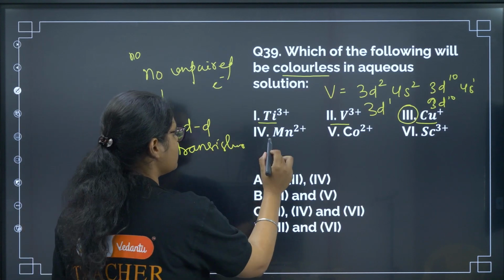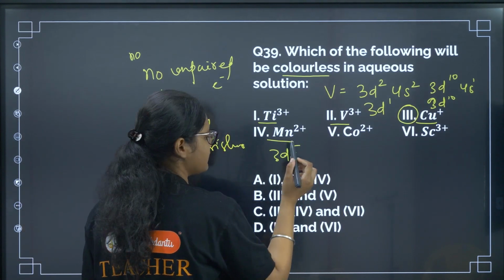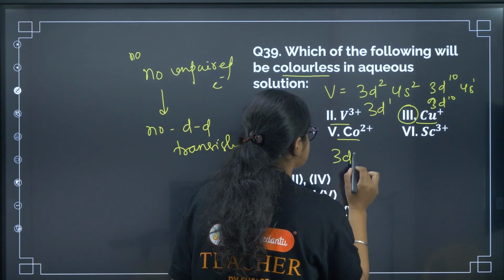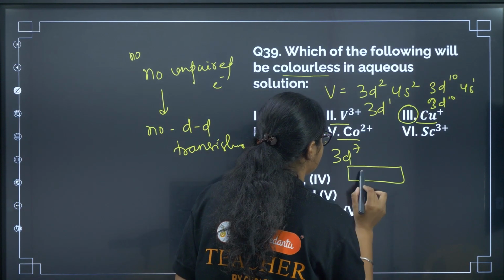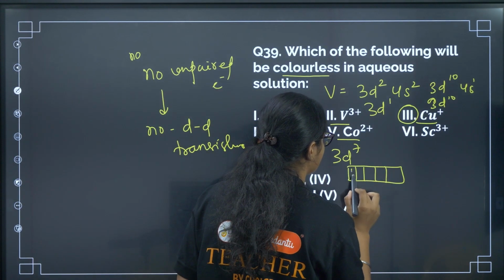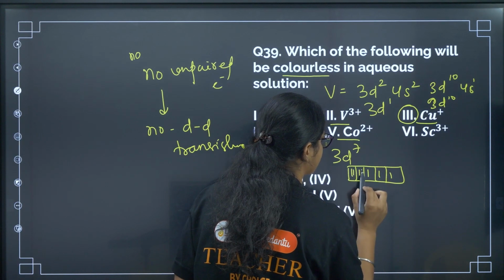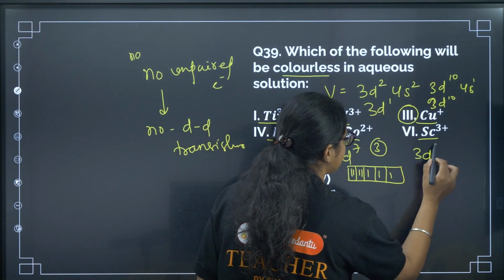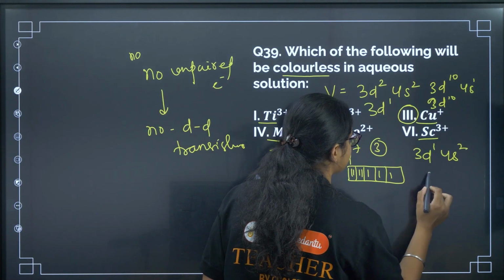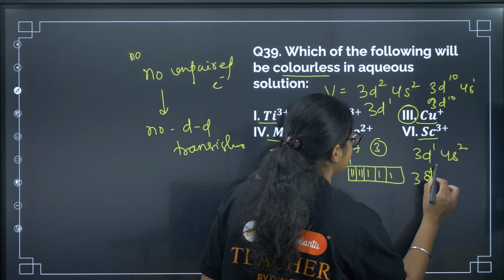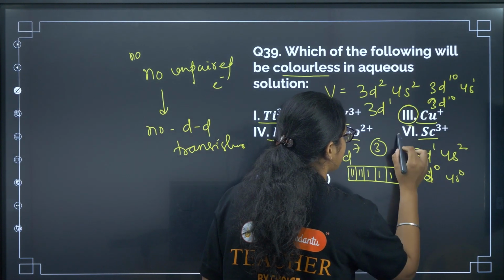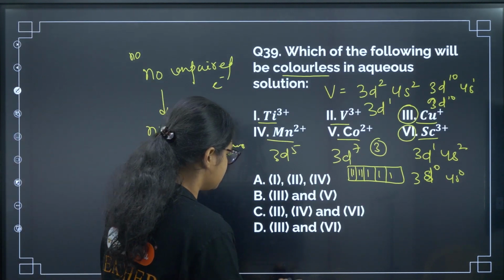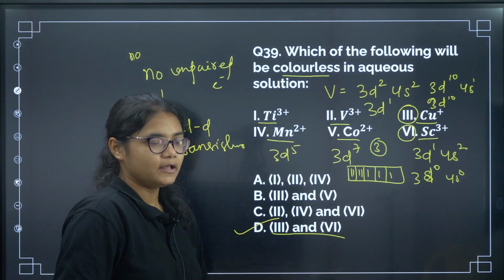Now let us see Mn2+ is 3d5, it has 5 unpaired electrons, it will be colored. Co2+ is again 3d7, it will have unpaired electrons. If you see 3d7, 1, 2, 3, 4, 5, 6 and 7, so 3 unpaired electrons are here. Scandium is 3d1 4s2, so scandium 3+ is 3d0 4s0. So no unpaired electrons here also. So the correct answer can be 3 and 6. So option number D.